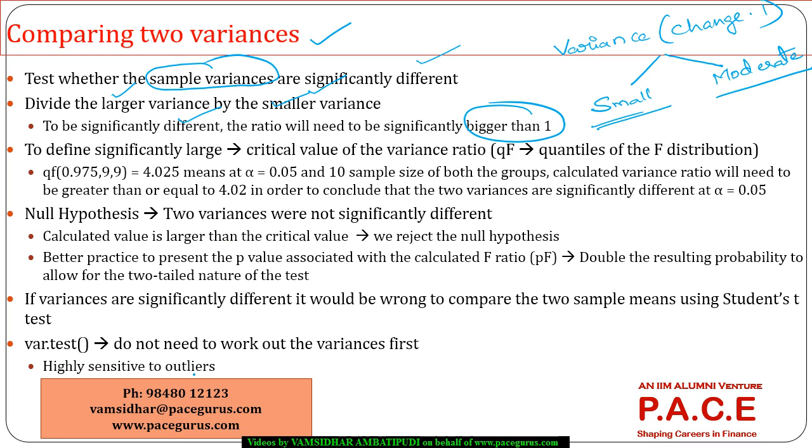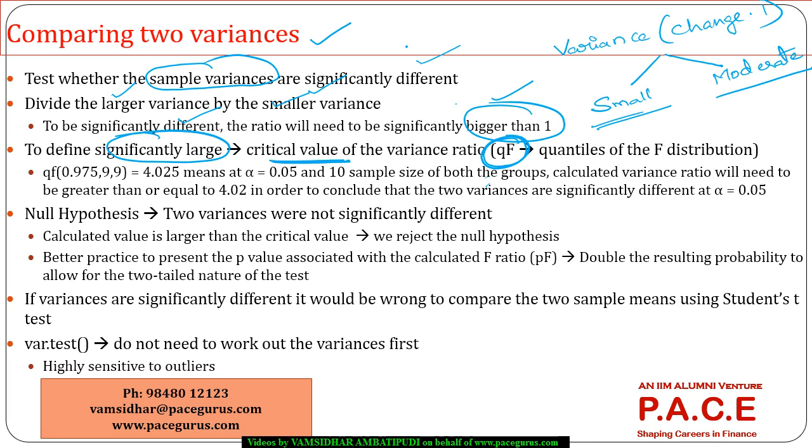Now it is 1.63. I don't know whether it is significantly bigger than 1 or it is more or less around 1. So this is where I really want to assess whether it is significantly large or not. To assess that, I'll find out the critical value associated with that ratio of variance using the F distribution. So I can find out this QF.